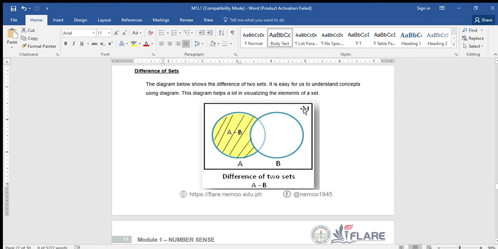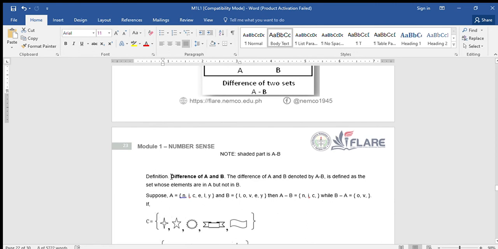So, we have here the universal set as a square, and then the set A, and then the set B. For set A, the shaded part is only those that are in A. That is the meaning of the difference of two sets: those elements that are in A but not in B. Okay? So, back to the definition. The difference of A and B, denoted by A minus B, is defined as the set whose elements are in A but not in B.